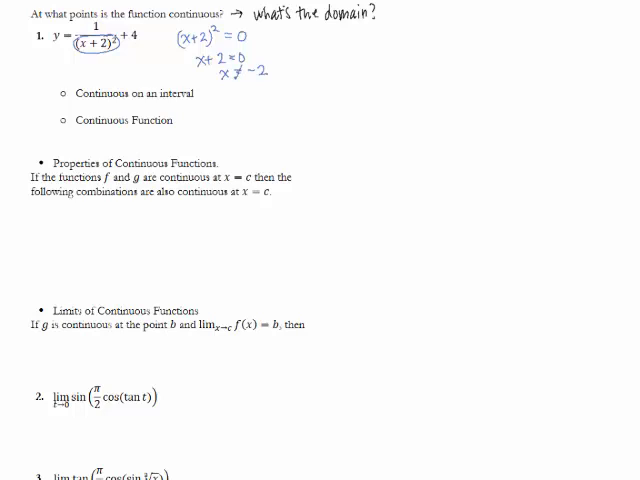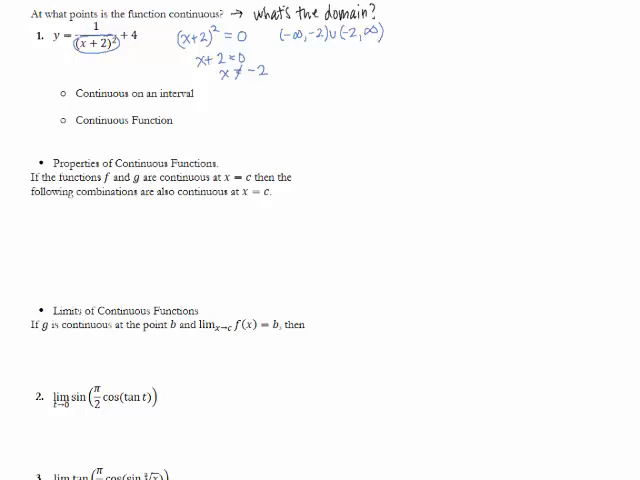That's the domain of the function. We would say negative infinity to negative 2, not negative 2. So we jump over negative 2 with the union, begin again, open bracket, negative 2 to infinity. That's the domain, or where the function is continuous.